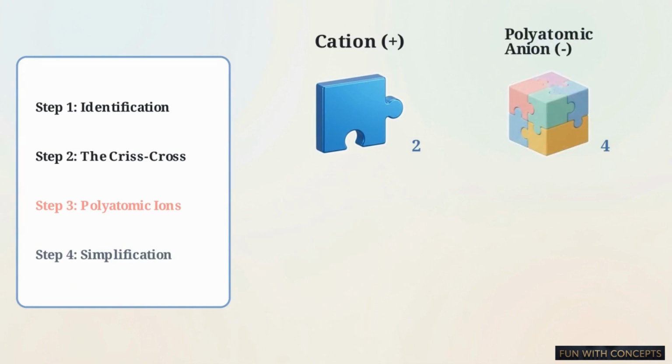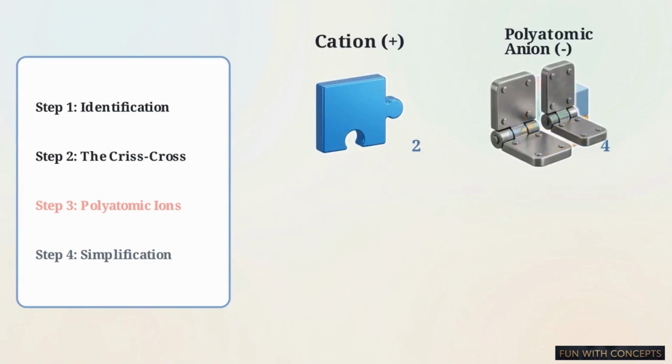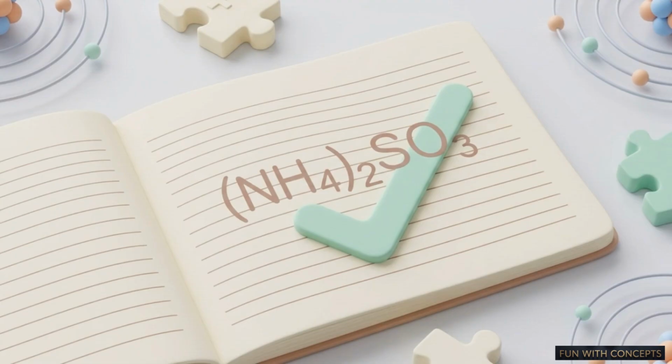Step 3 applies when we are dealing with polyatomic ions, ions made of multiple atoms. If their exchanged valency is 2 or higher, you must enclose the entire polyatomic ion in brackets before writing the subscript. Step 4 is simplification. Divide the exchanged valencies by their highest common factor. If a subscript reduces to a 1, we leave it unwritten. Following this exact sequence prevents errors, ensuring you reach the correct chemical formula for any compound.